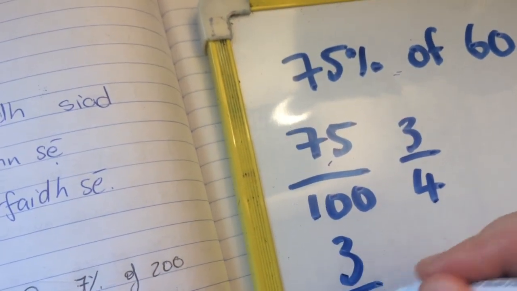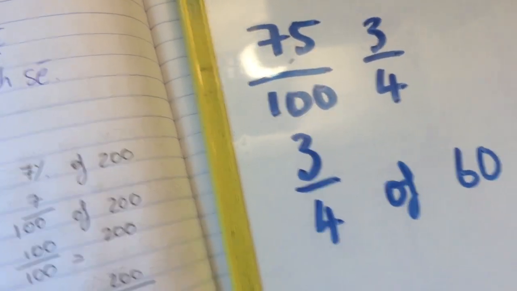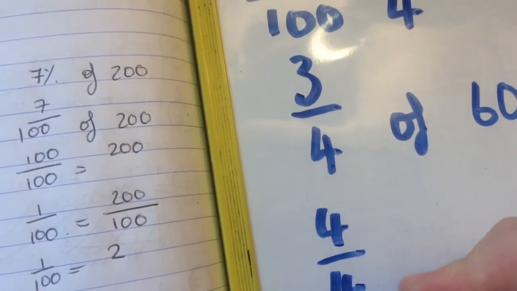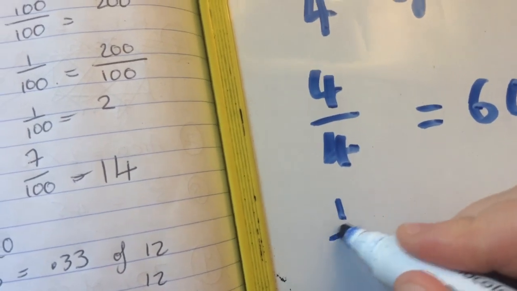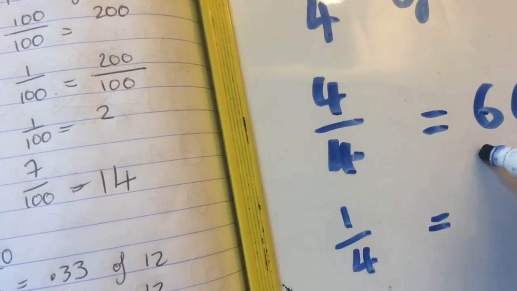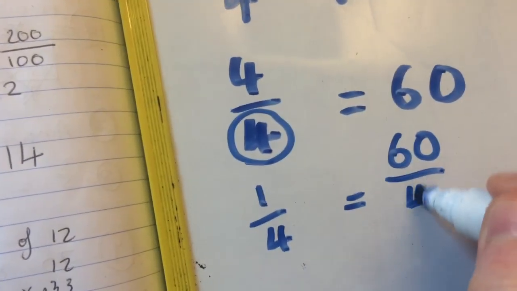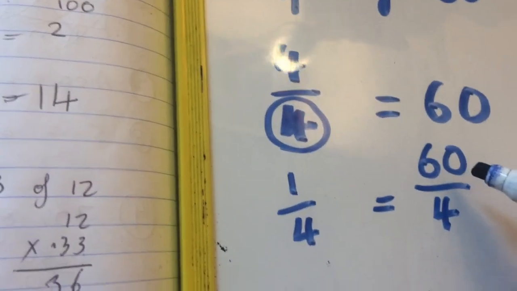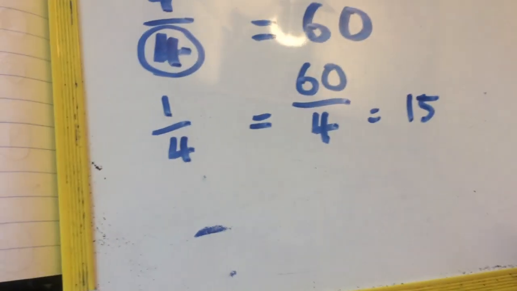So now what we're trying to do is find 3/4 of 60. Okay. Now we know that 4/4, the whole amount, equals 60. So how would I find 1/4? I would divide 60 by 4. Because we're dividing it into 4 parts. Sorry, now I'm just moving my chair. We're dividing it into 4 parts. So you divide 60 by 4 and your answer is 15. So 1/4 is equal to 15.